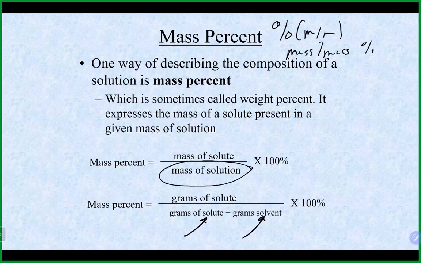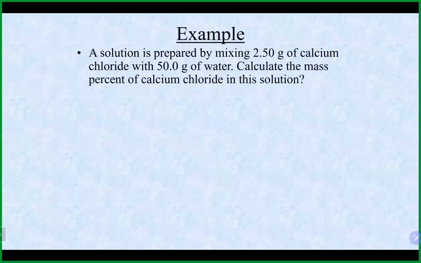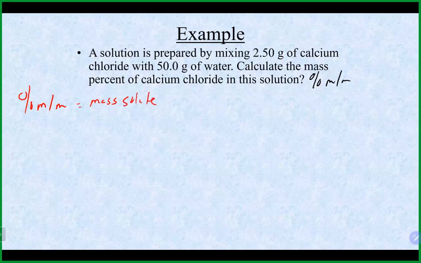All right, so let's take a look at one. Why don't you give it a go? A solution is prepared by mixing 2.5 grams of calcium chloride with 50 grams of water. What is the mass to mass percent? So calculate the percent mass to mass here, which is again our mass of our solute divided by the mass of the solution times 100%.